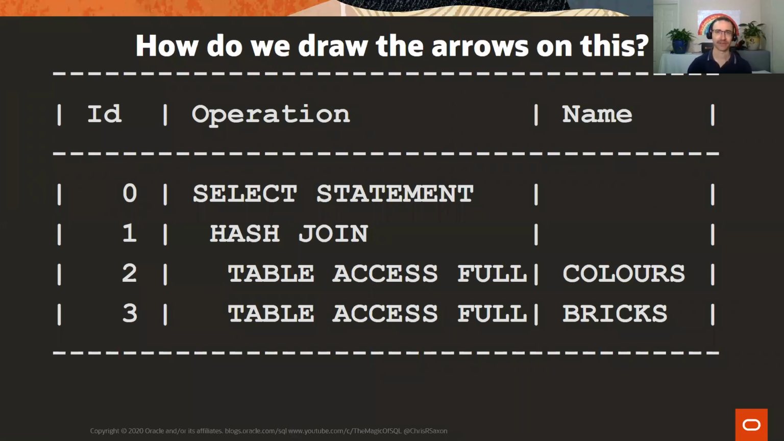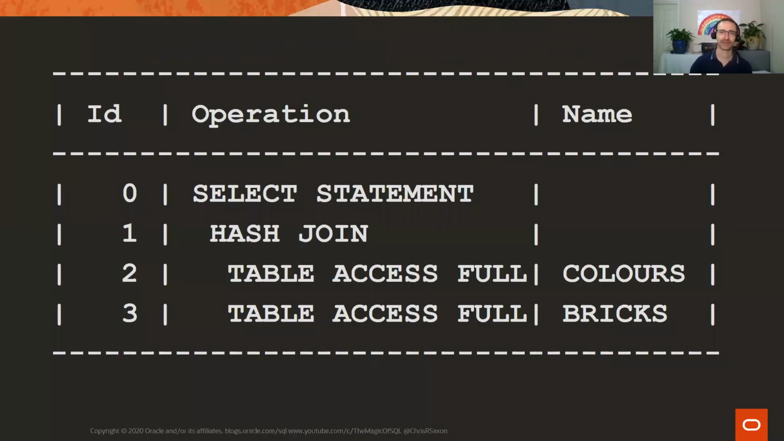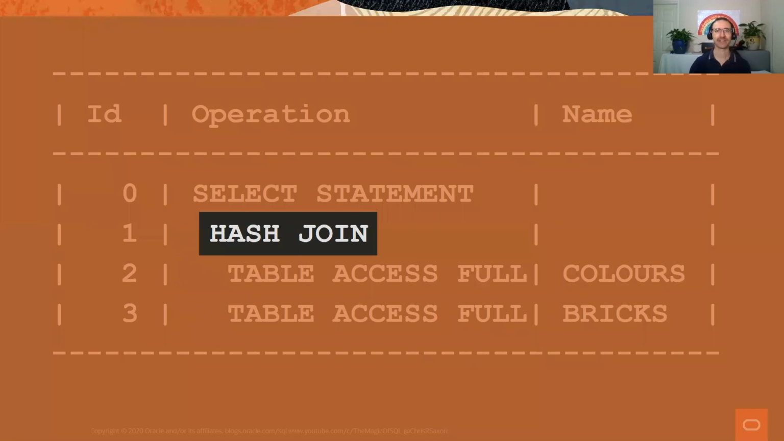So the first thing to note here is the execution plan is a tree, not a physical tree, but a data tree. That means each operation has at most one parent and can have many children. So if we look at our plan here and go for this hash join, its parent is the first operation above it that is indented to the left. So that's that select statement there. Its children are those below it that are indented to the right. So that's those two full table scans. So the parent-child relationship is determined by its position up and down, but also by how far indented it is.